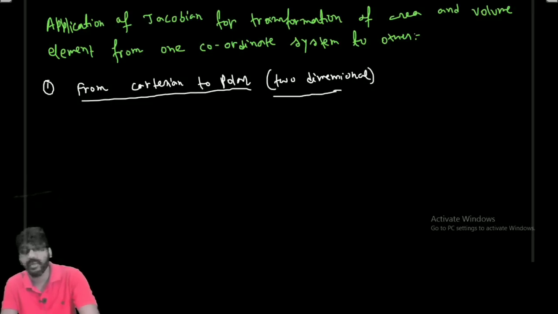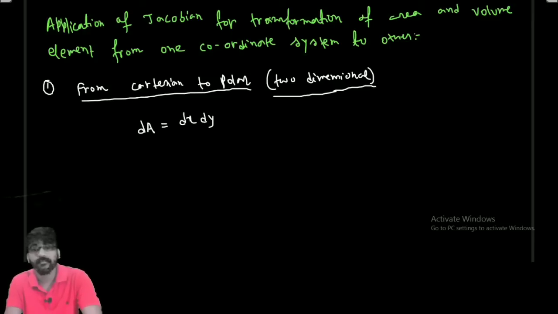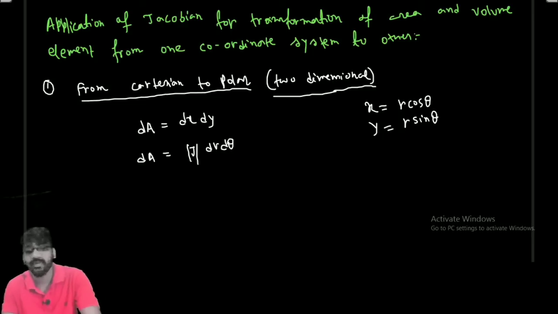This will be used many times in double integration and triple integration. So what is the area element in Cartesian? That is dA, which is nothing but dx dy in the xy plane. Now when we take the transformation relation, x is equal to r cos theta and y is equal to r sin theta, then in plane polar coordinates we have the area element as dr d theta multiplied by the modulus of the Jacobian.